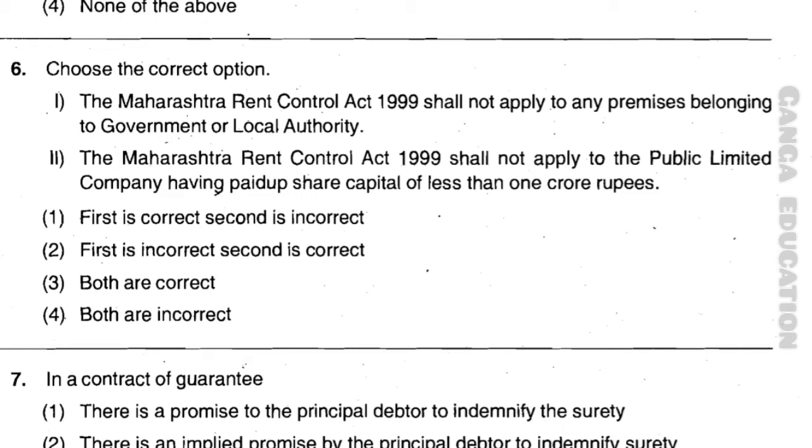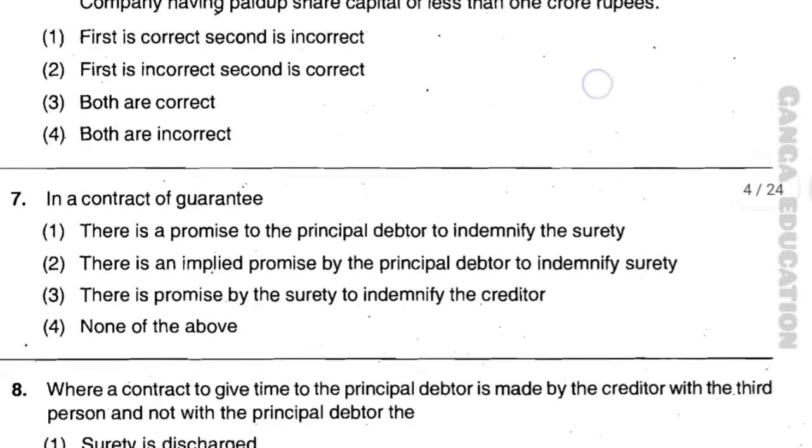Option number 2, first is incorrect, second is correct. Option number 3, both are correct. Option number 4, both are incorrect. And the correct answer is option number 4, both are incorrect, means those given options are incorrect.